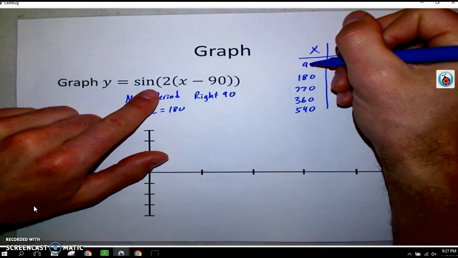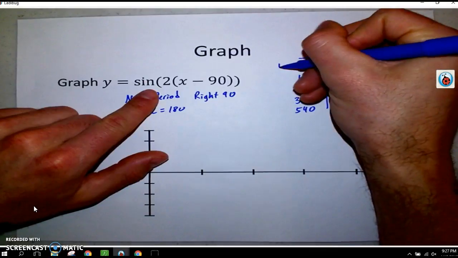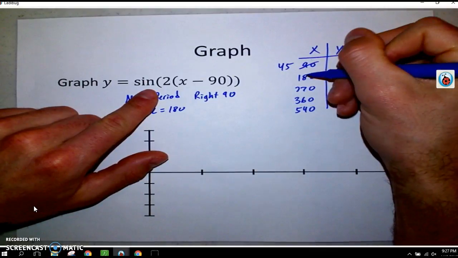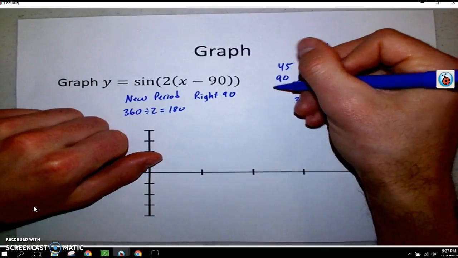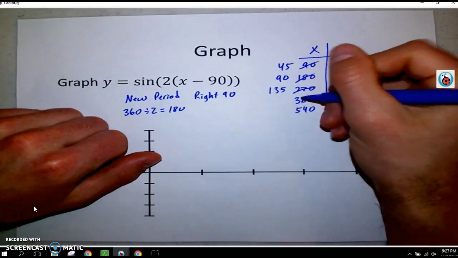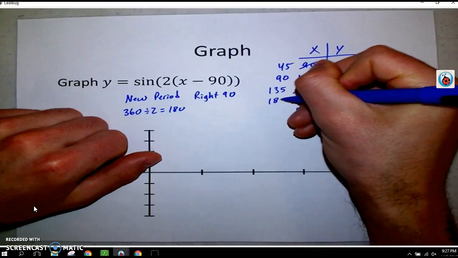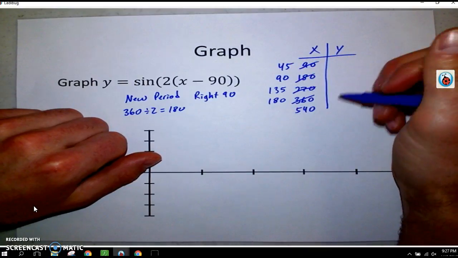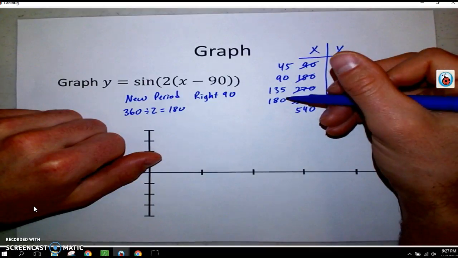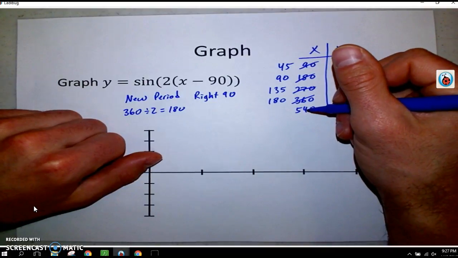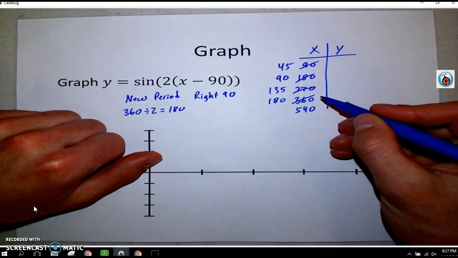So this will go 90, and it will become 45. This 180 will become 90. 270 divided by 2 is 135. 360 divided by 2 is 180. And 540 divided by 2, well, let's see, I just add 45 to that. 225. Wait, what the heck?